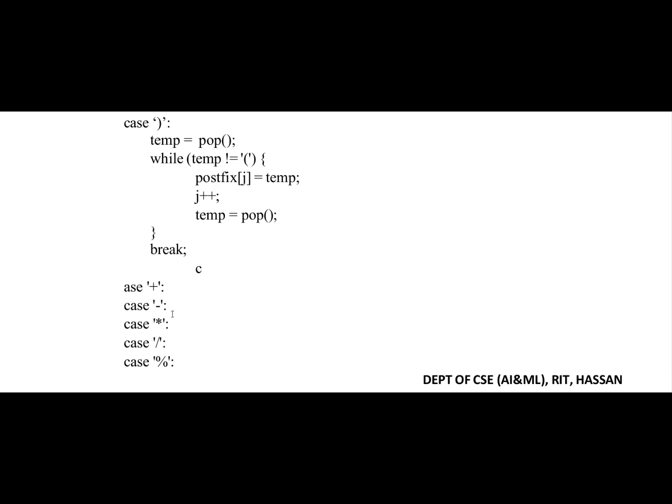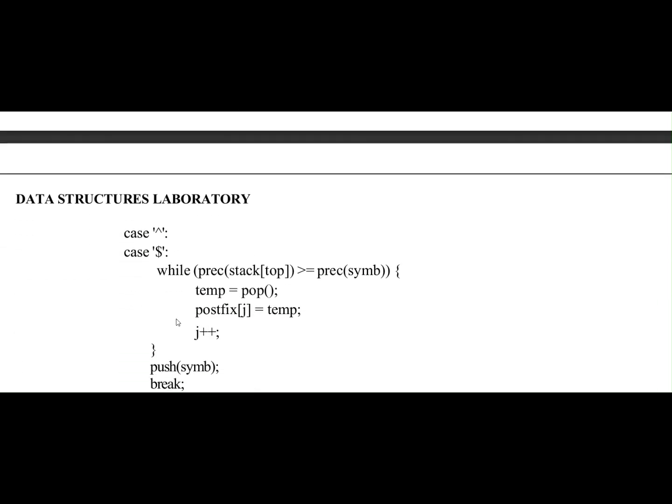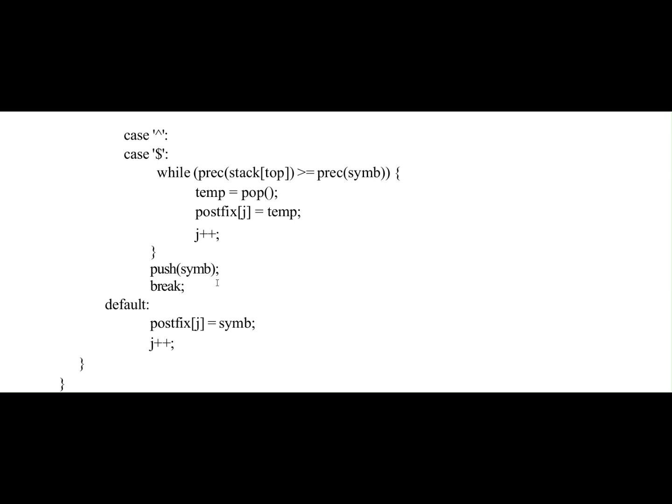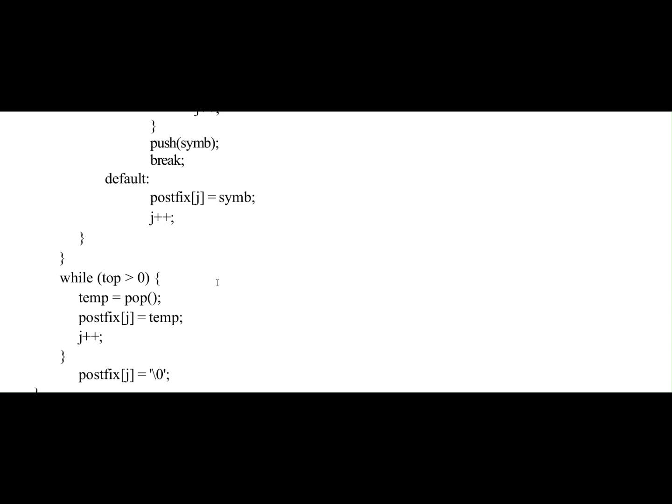Next, if we encounter plus, minus, multiplication, division, and modulus, we are checking the priority of the operators, and if it's greater, then we are popping, incrementing, and adding it into the postfix, and then we are pushing the symbol into the stack. By default, we are directly adding the symbol into the postfix. While top is greater than 0, temp is equal to pop. So if there is any element remaining in the stack, then we are popping all the elements into the postfix.